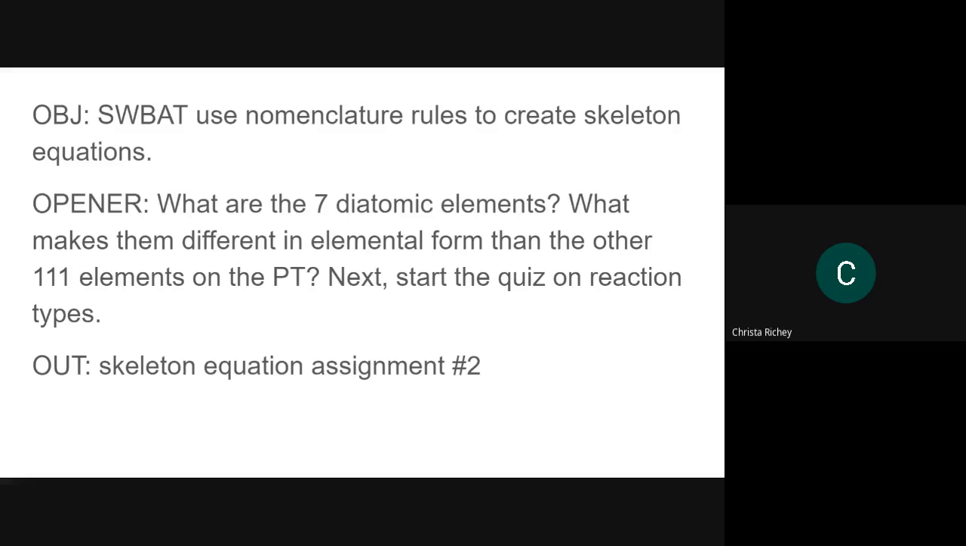For the opener, there are 7 diatomic elements. What are they? 7 of them. Oxygen, iodine, or iodine. I've heard it pronounced both ways. Chlorine, nitrogen, not carbon. We said oxygen, iodine, chlorine. Hydrogen. We said iodine, chlorine, oxygen, nitrogen, hydrogen.